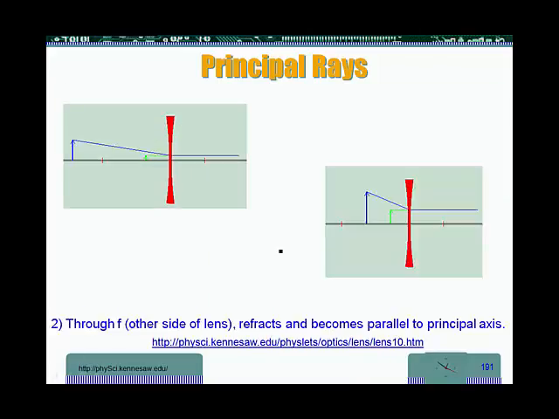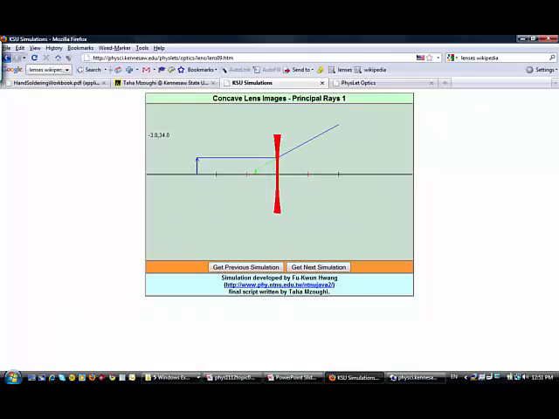Now the second beam is a beam that's going to point towards the focal point on the other side of the lens. And as it comes out, it's going to emerge parallel to the principal axis. Okay, let's see it in action. So this is the beam. You see that it is pointing towards the focal point on the other side of the lens, and the emergent beam is parallel to the principal axis.